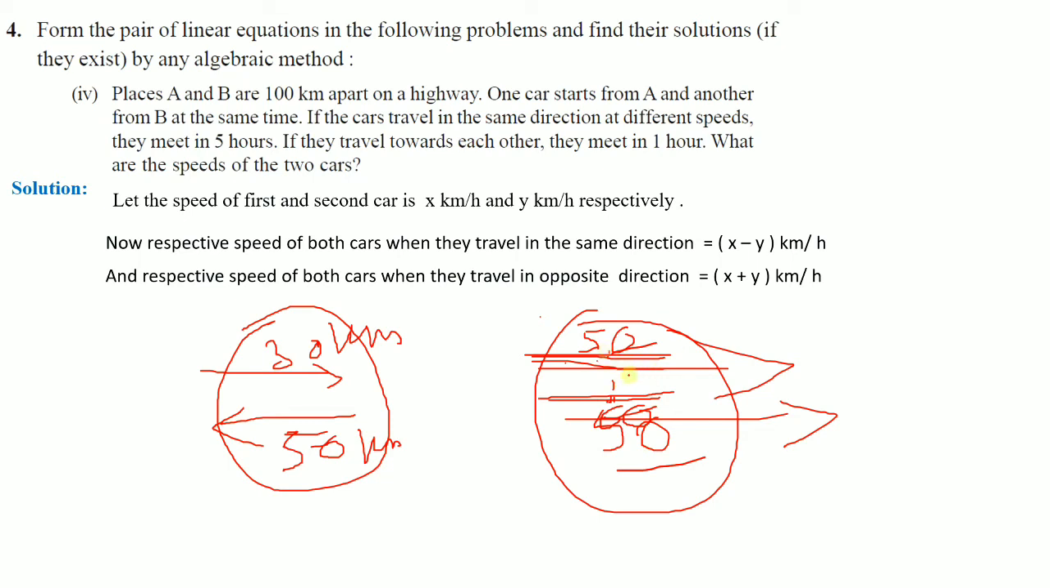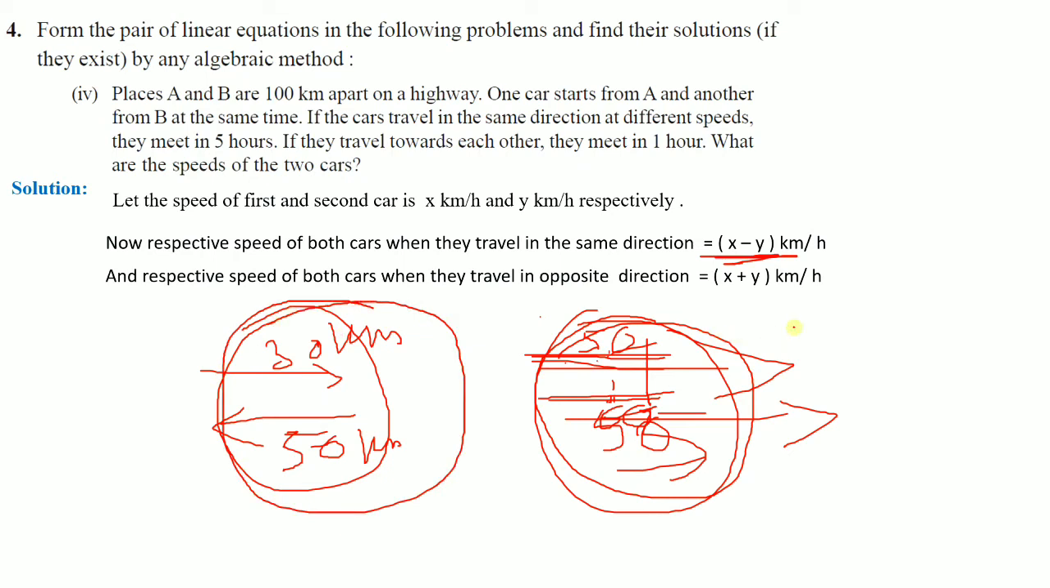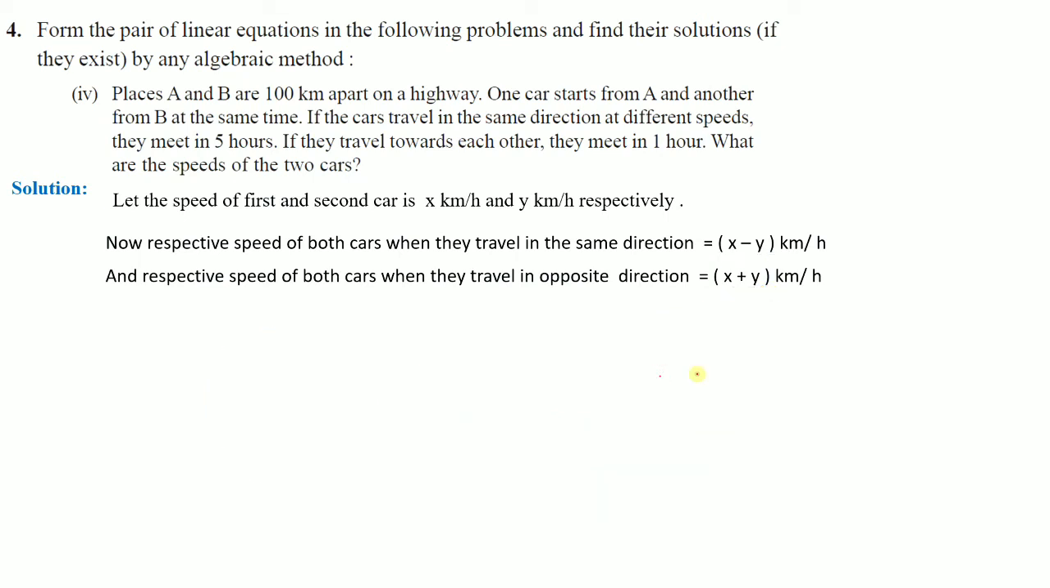And if they are moving with a little difference, suppose 55 kilometers per hour, then you will feel very slowly that the other bus is moving. So that's why, when vehicles are moving in the same direction, the respective speeds are subtracted, x minus y, and when the vehicles are moving in opposite directions, the speeds are added. Okay, so this is a very interesting thing you must learn. Otherwise this question is very difficult for you to understand.